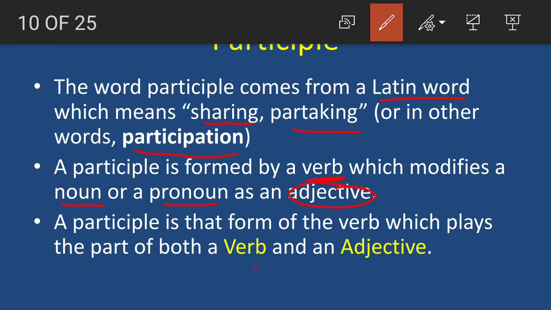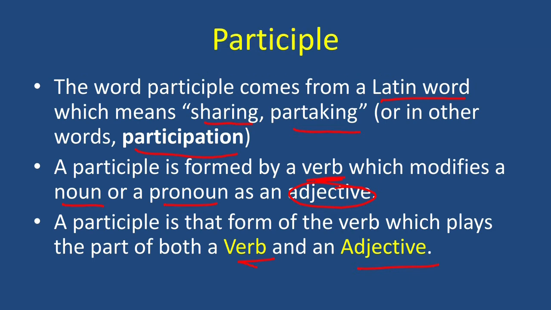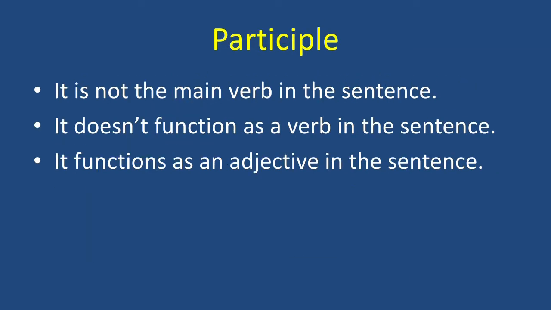A participle is that form of the verb which plays the part of both a verb and adjective. So participle plays the part of a verb as well as an adjective. So it is partly a verb and partly an adjective. Let's move towards the next slide.